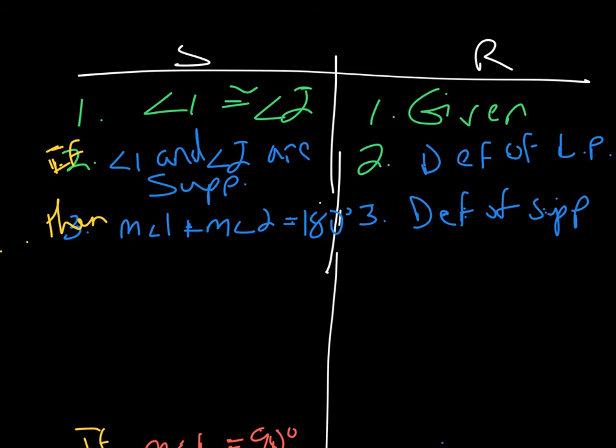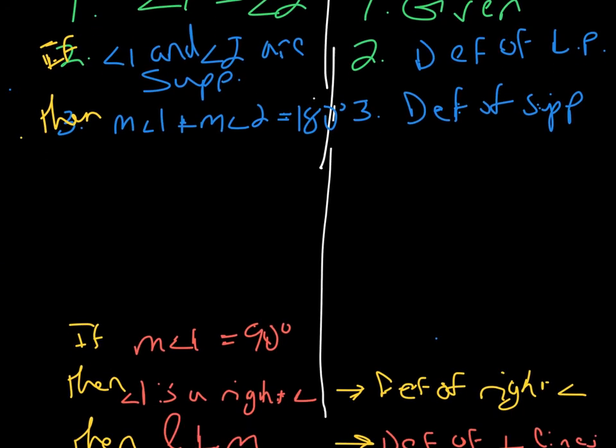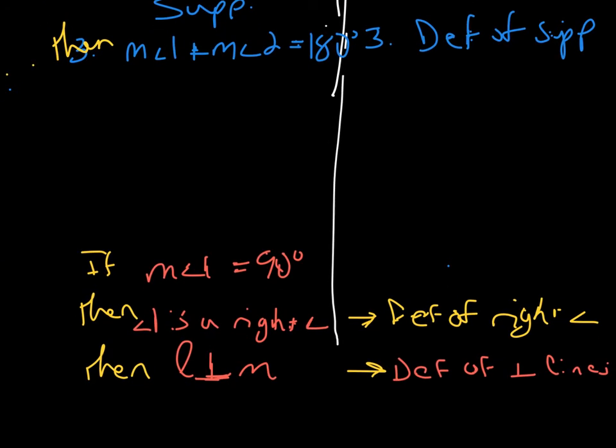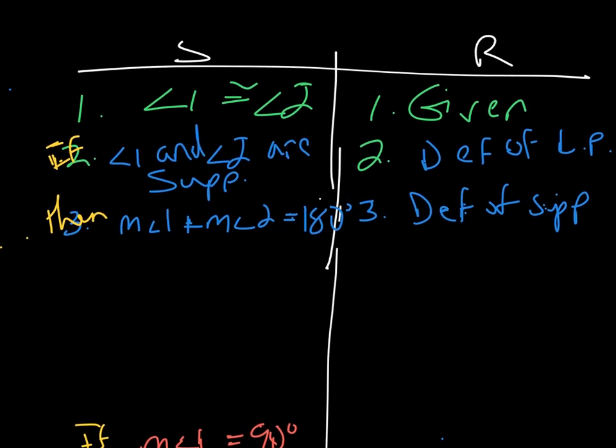So at this point, I'm looking to see what I can do, and I want to get to measure of angle 1 equals 90 degrees. I know that was my goal some time ago, so I'm going to keep that goal in mind. I want to get down here to measure of angle 1 equals 90 degrees. So I know that I need half of 180, and I also need to get rid of angle 2.